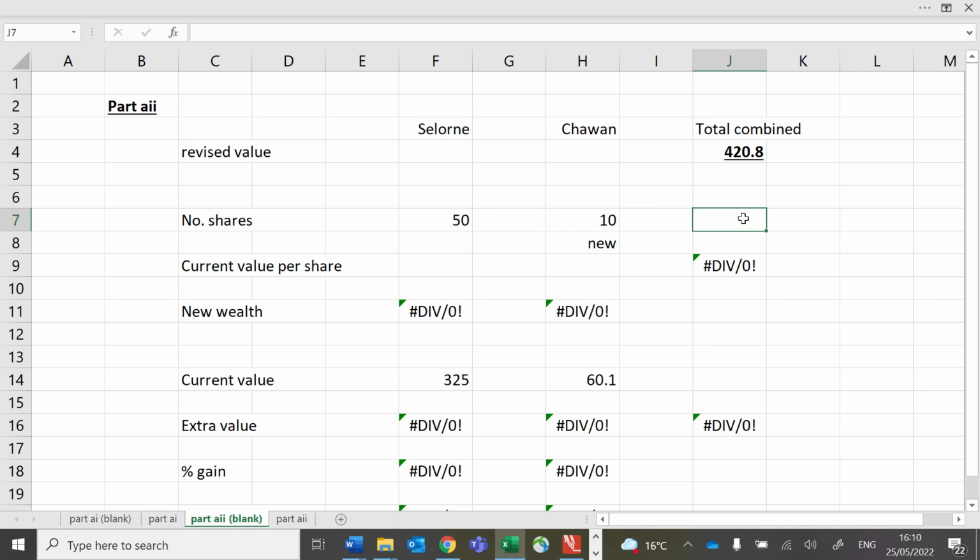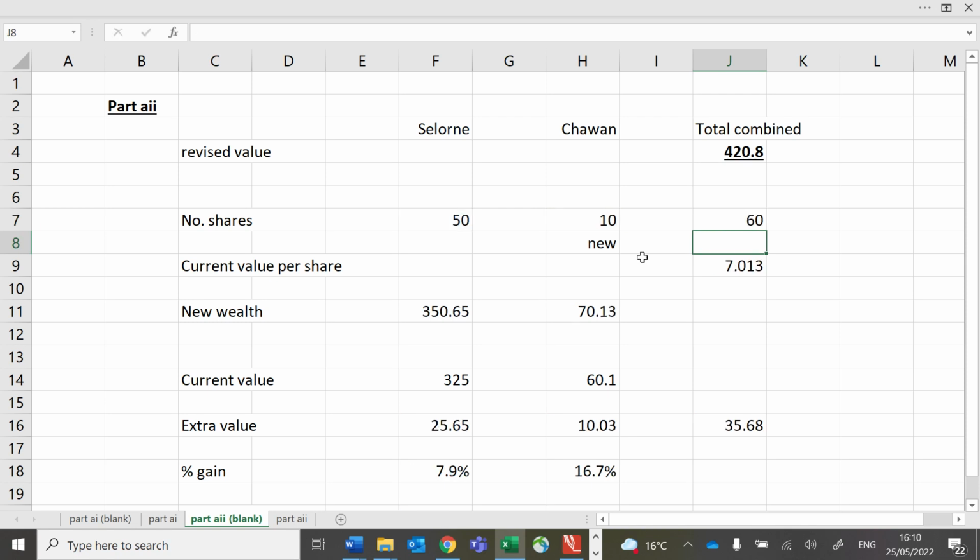So we can take this combined value and use it to create a value per share. And once we've got a value per share, we can say how much the 50 million shares Selorne has are worth and how much the 10 million shares Q20 has are worth. We can compare those back to the current values that we've got from A Part 1 to show how much each party has gained. And this adds up to the 36 million that we had in A Part 1 of extra value. And we can then just play around with that in some very simple ways.